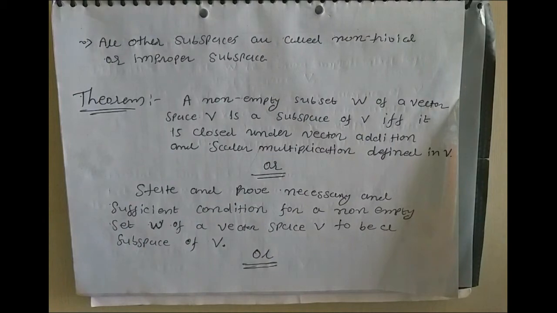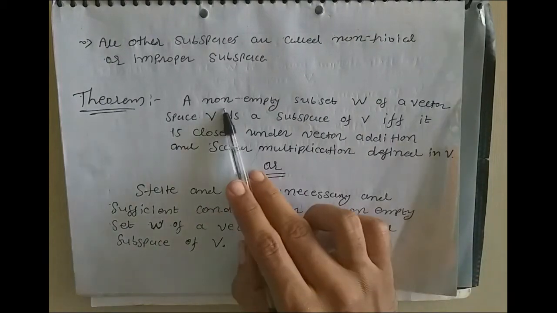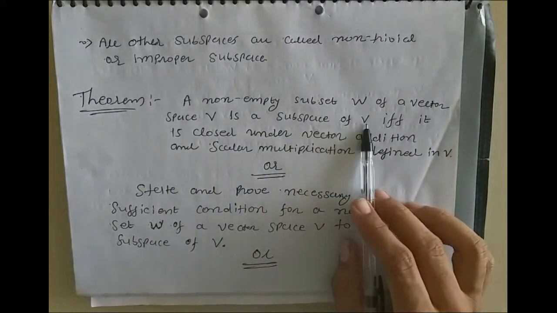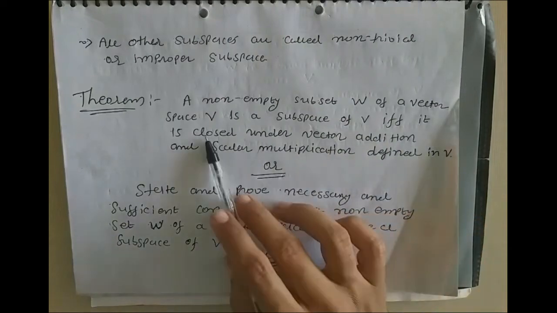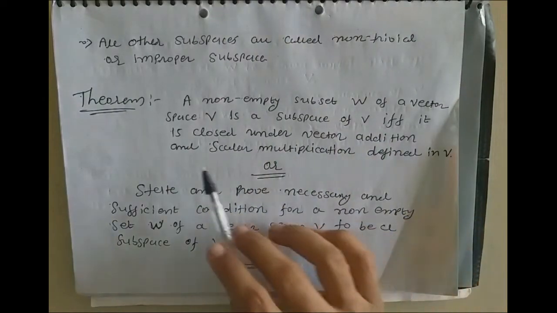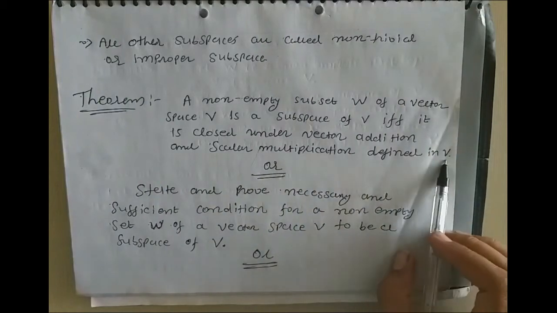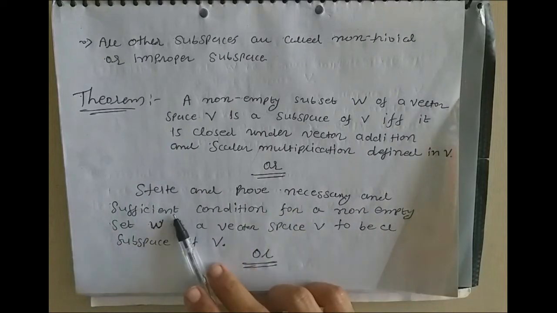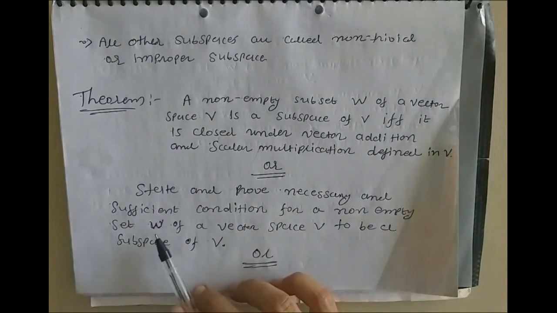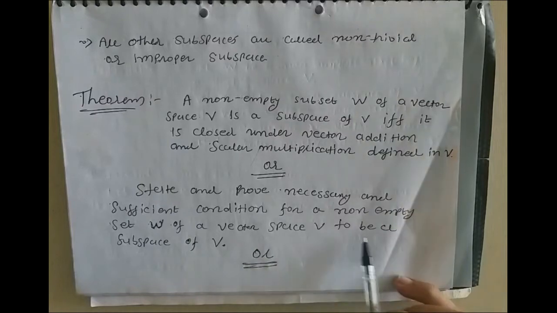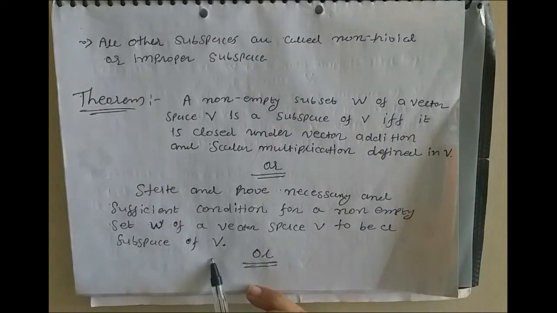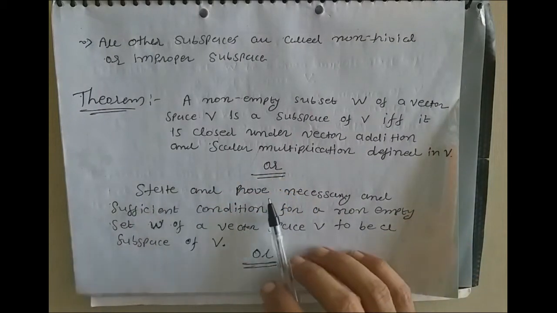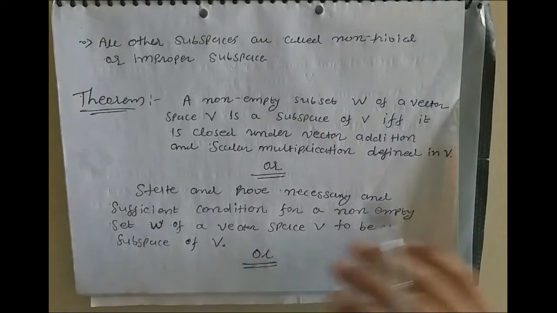Now, our next most important theorem is: a non-empty subset W of a vector space V is a subspace of V if and only if it is closed under vector addition and scalar multiplication defined in V. Or we can say: state and prove the necessary and sufficient condition for a non-empty set W of vector space V to be a subspace of V. Now, these both are statements of the theorem. Now, what is the necessary and sufficient condition for W? We will see.